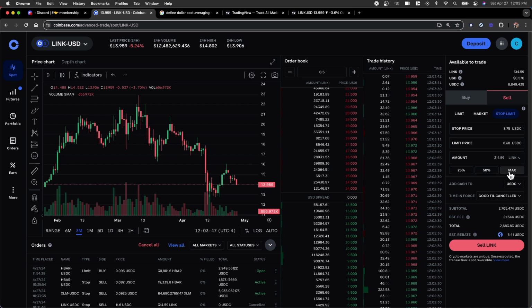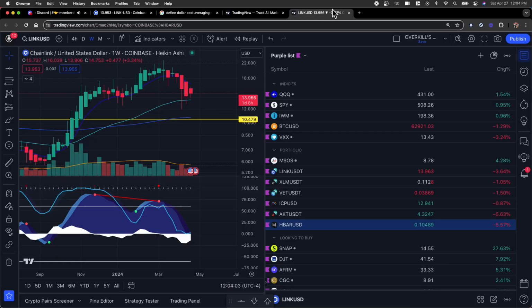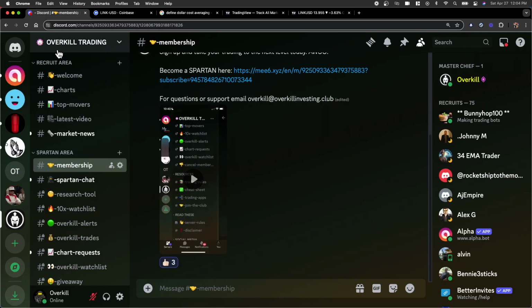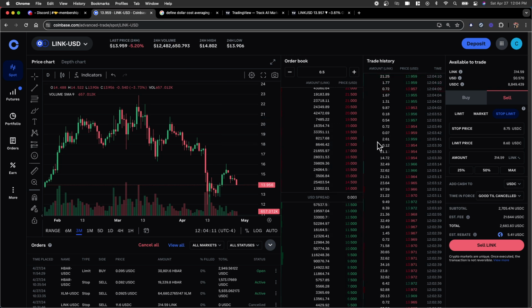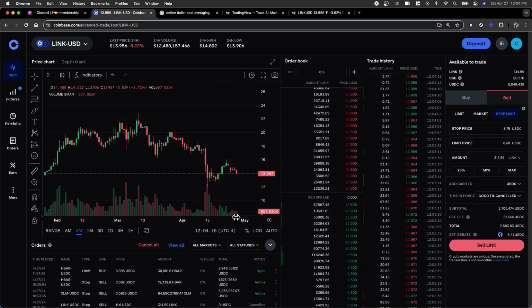I'd sell my max position. That's 314 links, so that's $2,700. I'd get $2,700 back into my account if it broke that level, which is very unlikely in my opinion because again of the indicator I showed you guys. It's not going to go all the way down to this level. I mean, it very well could. Anything is possible, right? We're one missile launch away from probably seeing the markets crash like they did in COVID. But again, we can't play the fear.